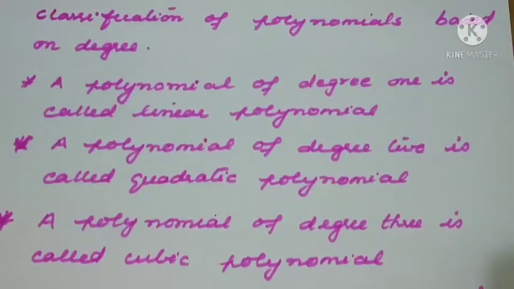Good morning children. Classification of the polynomials based on degree. We have already come across two or three points. Once again we repeat. A polynomial of degree 1 is called a linear polynomial, with examples we have already shown to you.